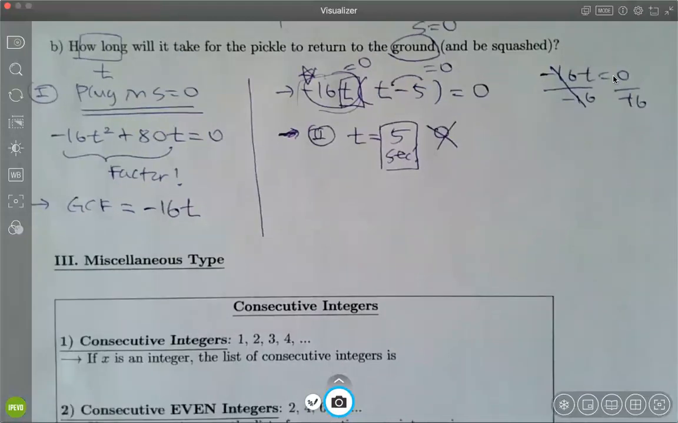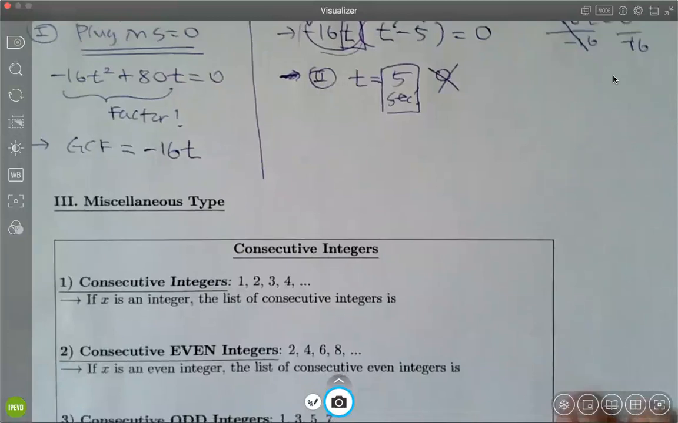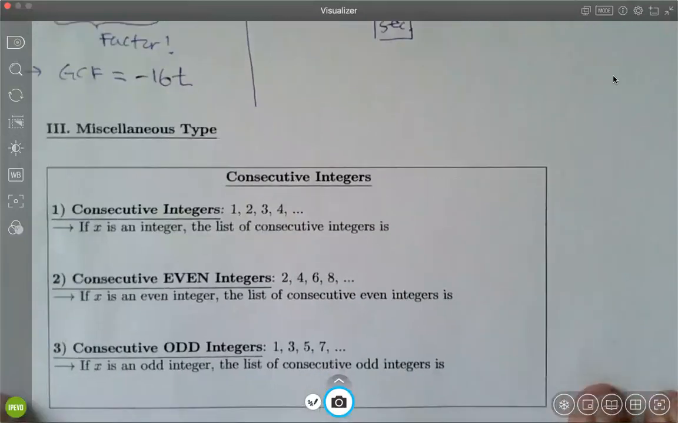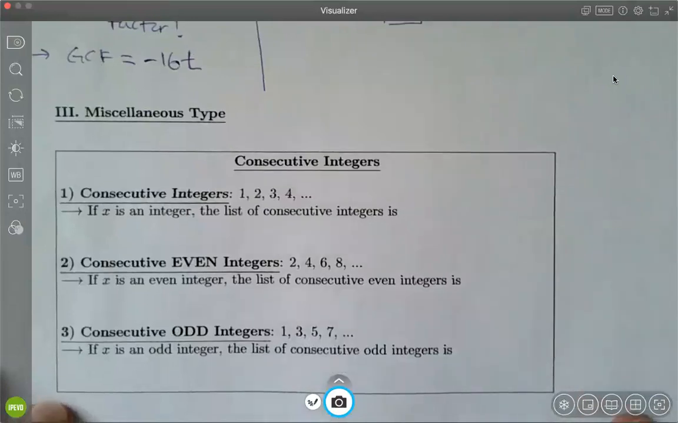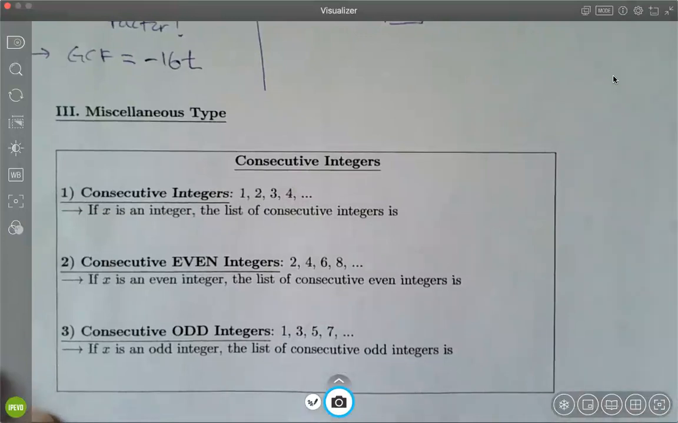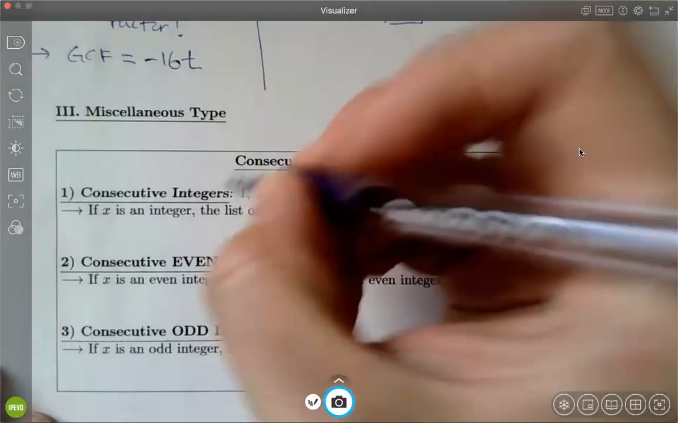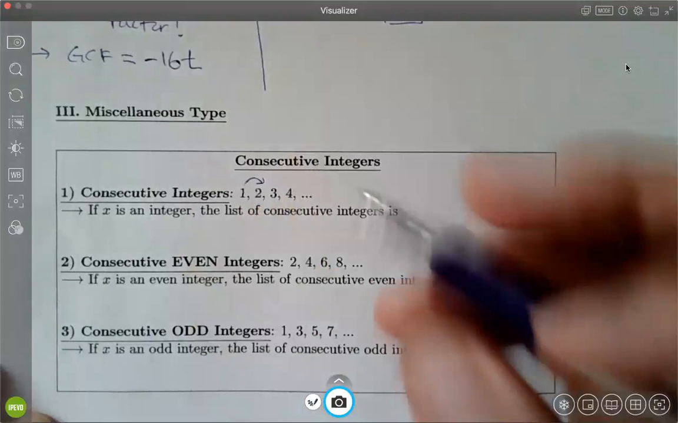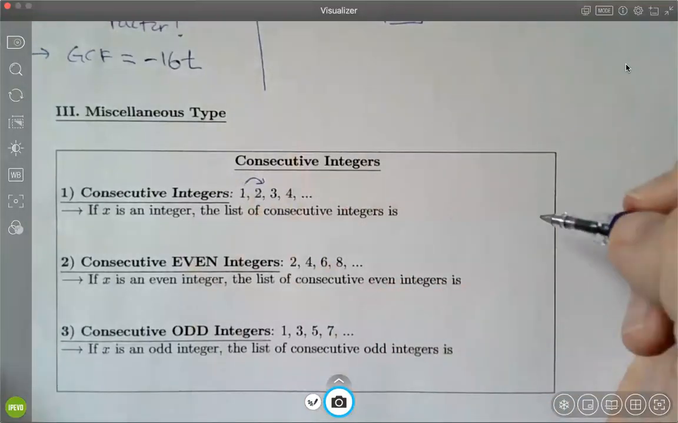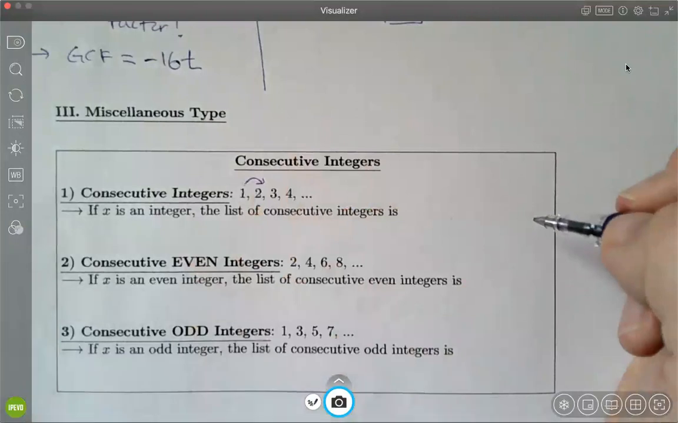Now we're almost there. So just one problem remains. The third type, consecutive integers. Hopefully you have heard these 3 cases before. There are 3 cases: consecutive integers, consecutive even numbers, consecutive odd numbers. Now let's look at case number 1. How do you get 2 from 1? Don't say times 2, so don't use multiplication. How do you get 2 from 1?